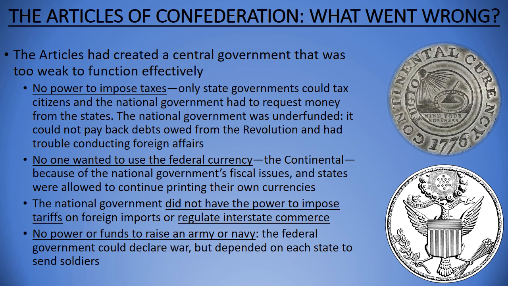And also very importantly, the national government could declare war, but they didn't have a military to speak of. So, kind of like the taxes thing, they had to go to each state and say, can you please give us some soldiers so we can go to war? We would like to declare war, but I don't have anyone to fight it. So those were some major weaknesses that were immediately evident with the Articles of Confederation.